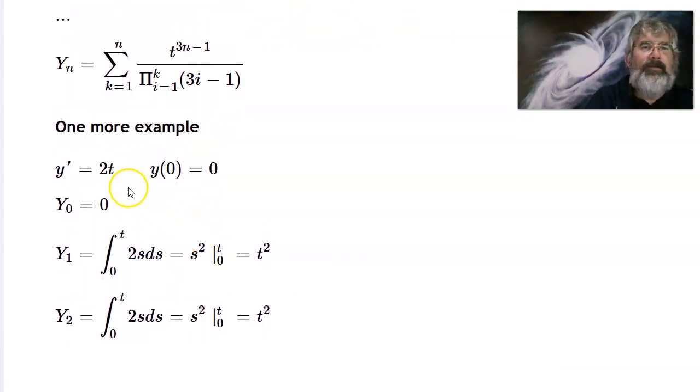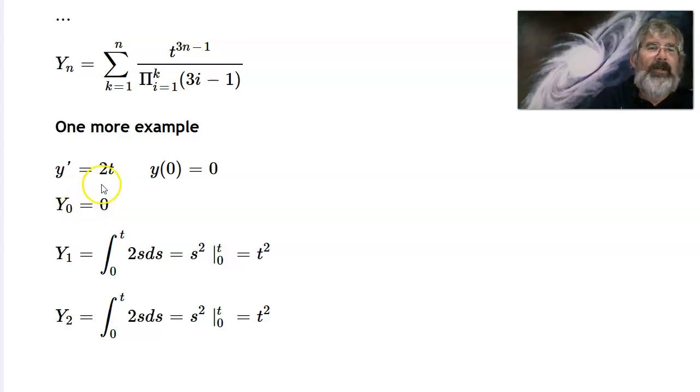y prime equals 2t. Now this one seems funny because there's not any y's here. I mean, couldn't you just say y equals t squared? You probably could, right? That's not very hard to solve. But I wanted to show that Picard's method, in this case, actually gets it. It just nails it, right?